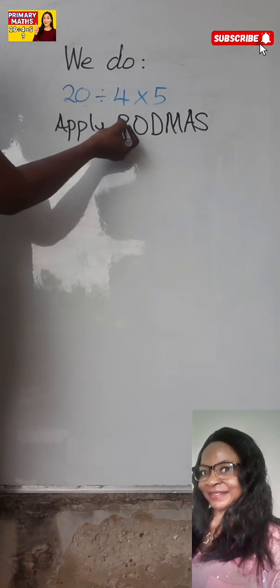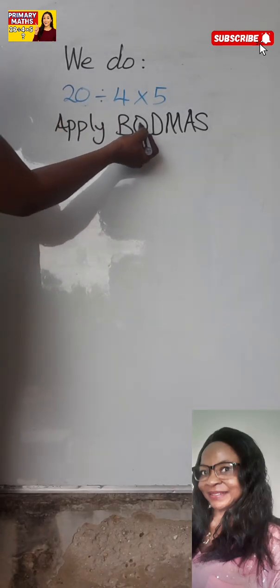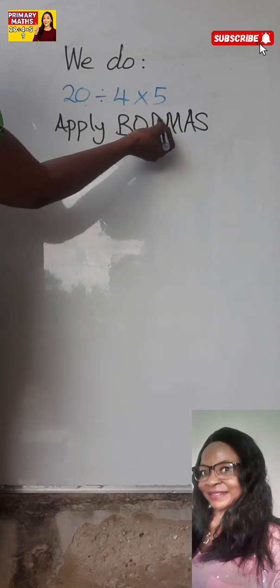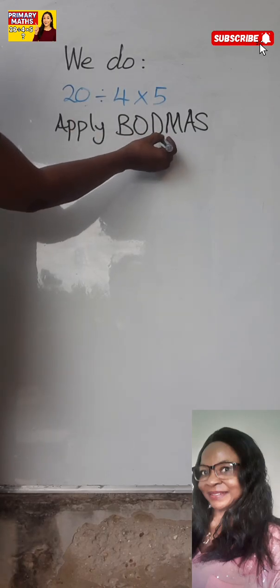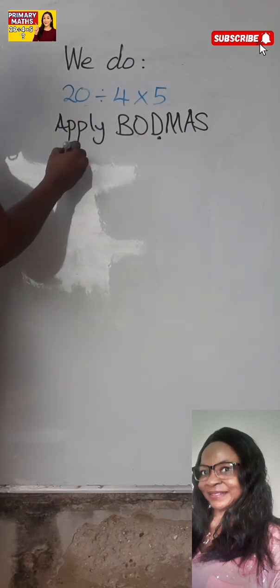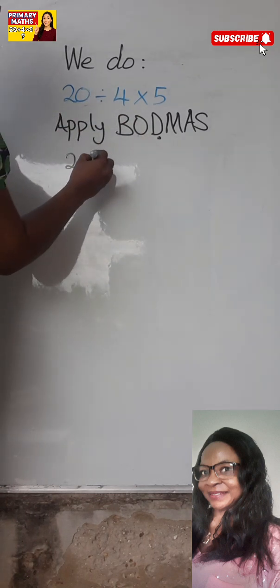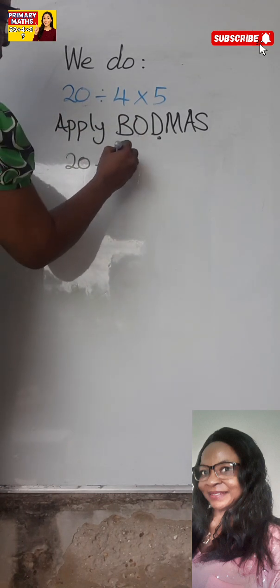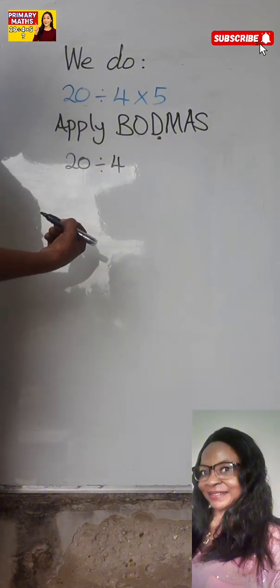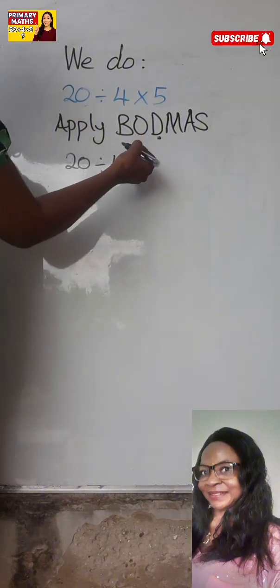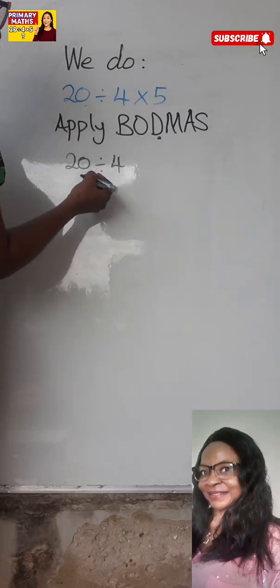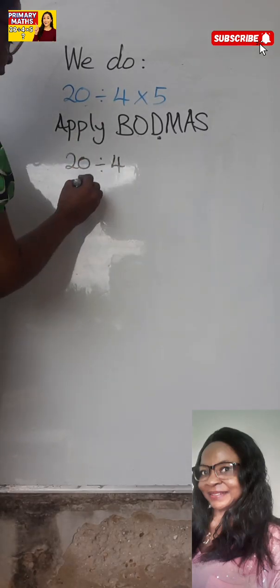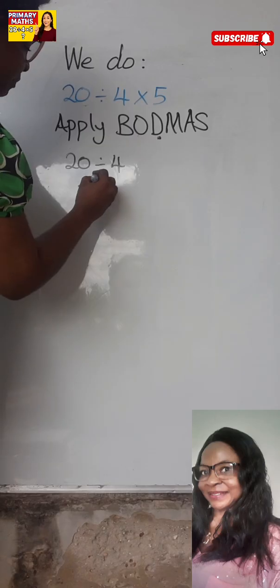Now, we do not have brackets in this question. We do not have exponent, that is square. We have division. So division is what we are solving here first. 20 divided by 4 will give us what? We know that 4 will divide 20 because 20 is greater than 4. So 4 divides 20 5 times.